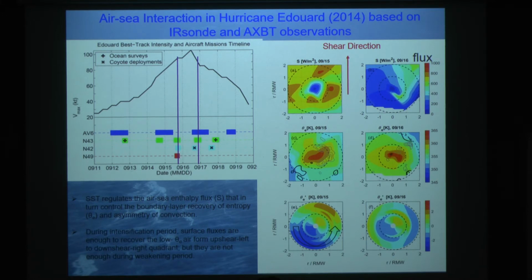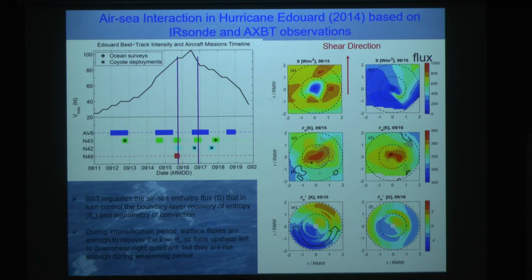So you see, usually on the upshear left quadrant, theta E is low, and on the downshear right quadrant, theta E is high. That's correlated with the strong updraft, because now there is energy to support the convection, support the clouds. And these bottom figures show the perturbation field, basically taking out the mean at each radius. This is the wave number 1 component, which illustrates the asymmetry better. So you can see again on the upshear left quadrant you have low theta E, and the downshear right quadrant has high theta E.